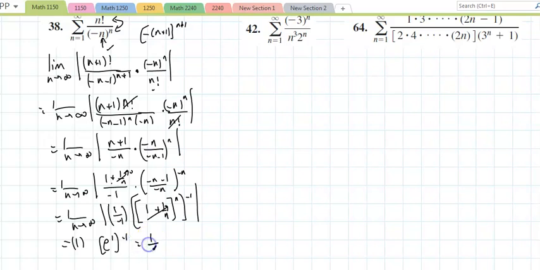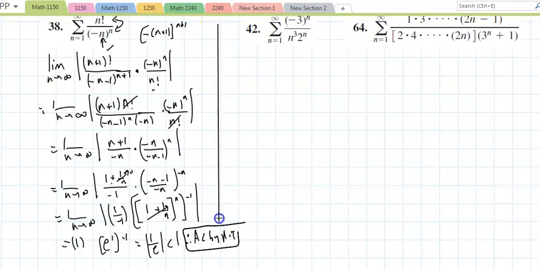Isn't that 1 over e, in absolute value less than 1, therefore absolutely convergent by the ratio test? Otherwise it was going to diverge, because I was going to get e to the negative 1 raised to the negative 1.